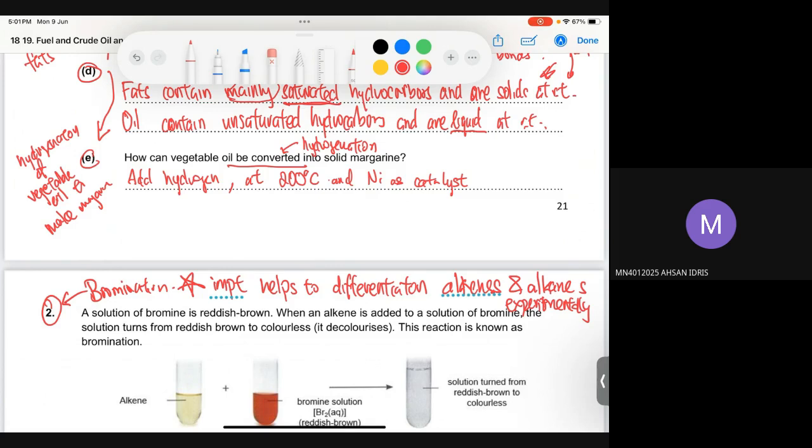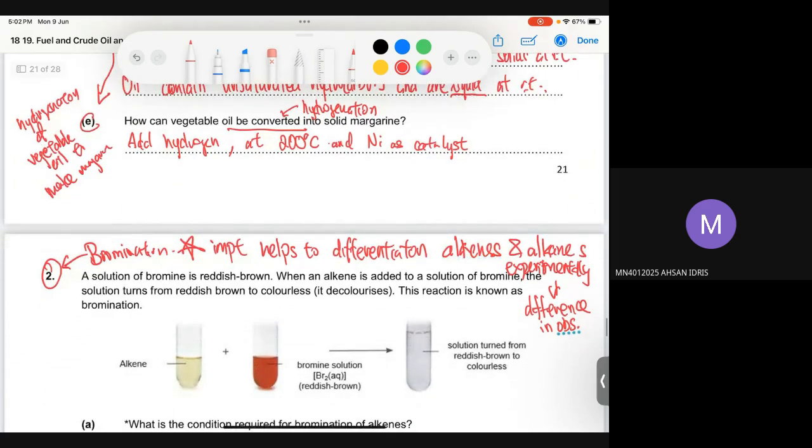Now, why is it so? In order for you to differentiate them experimentally, there must be a difference in observation. So I must observe some sort of difference, otherwise I cannot differentiate them. And bromination helps. Now, let's look at this part here. Do take note, a solution of bromine is actually Br2 aqueous, because solution actually means dissolved in water. So a solution of bromine generally means bromine aqueous.